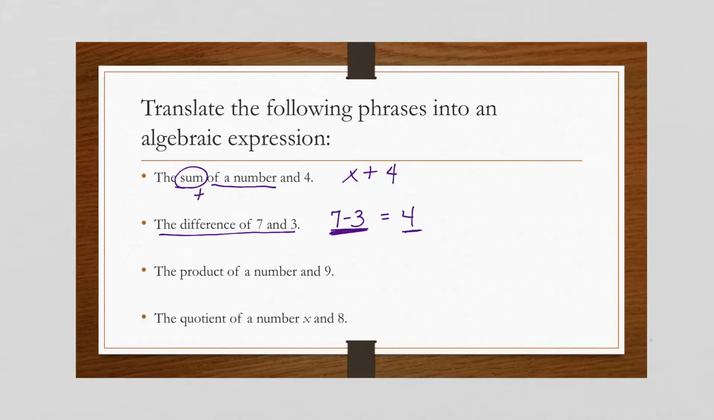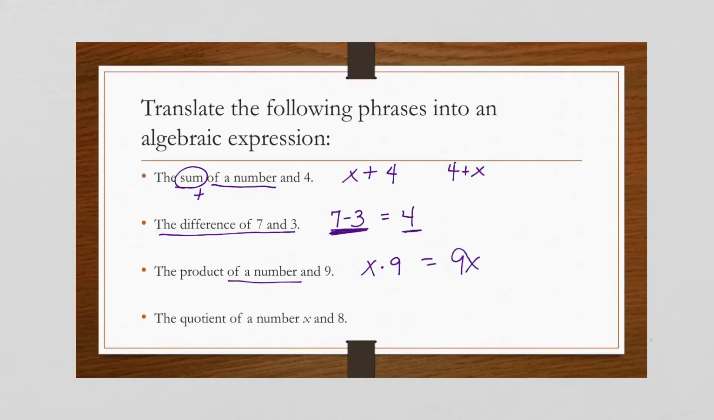On the next one, the product of a number and 9. I don't know what that number is, so I'm going to call it x. You can write it like this, x times 9, but I really do prefer for you to write it like this, 9x. That means 9 times x. And remember, with multiplication, order doesn't matter. Same thing with addition. You could have written the top one as 4 plus x, because with addition and multiplication, order does not matter. Now, order does matter greatly with subtraction and division.